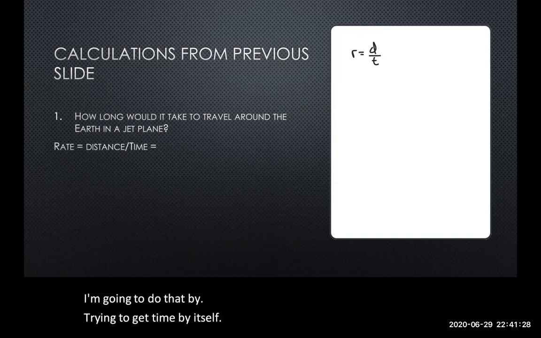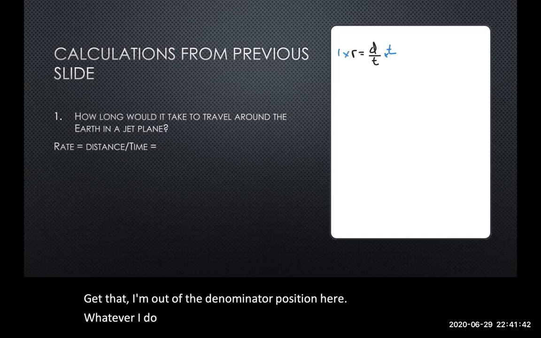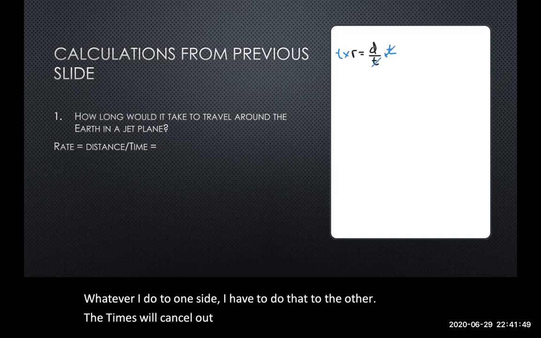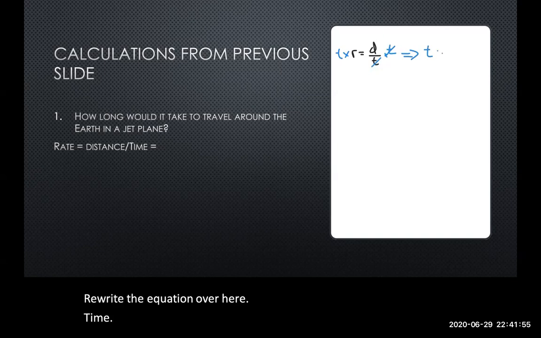First step will be to get the time out of the denominator position here. And I'm going to do that by multiplying by time. And whatever I do to one side, I have to do to the other. The times will cancel out there. Let's rewrite the equation over here. It's now time times rate equals distance.